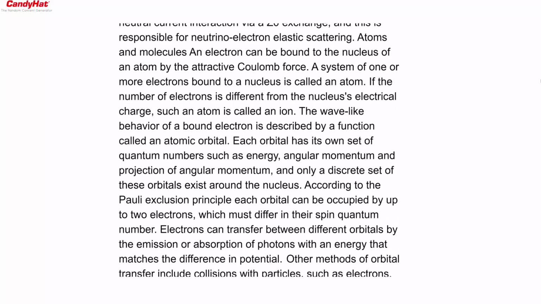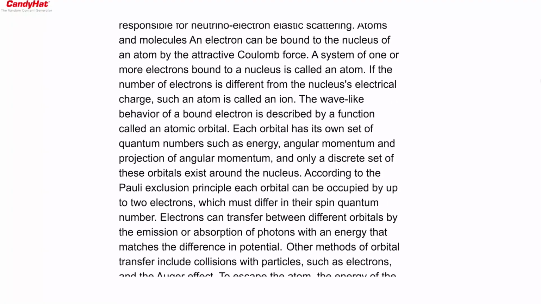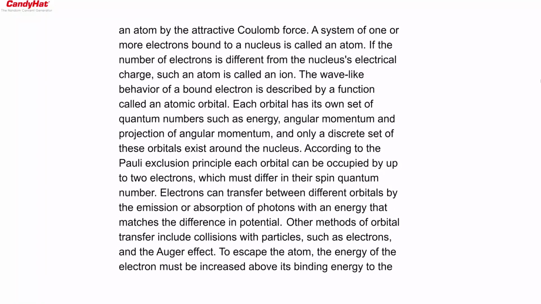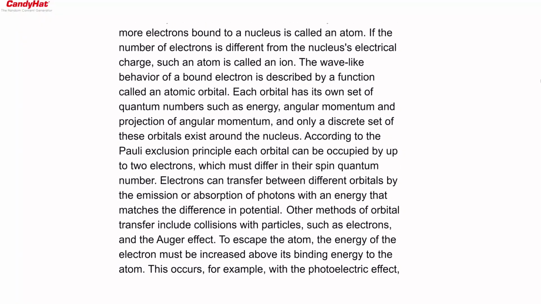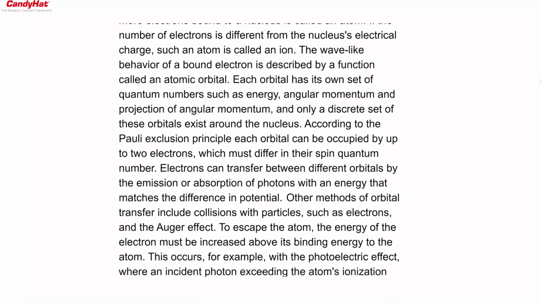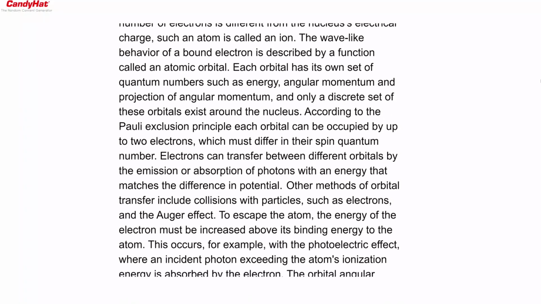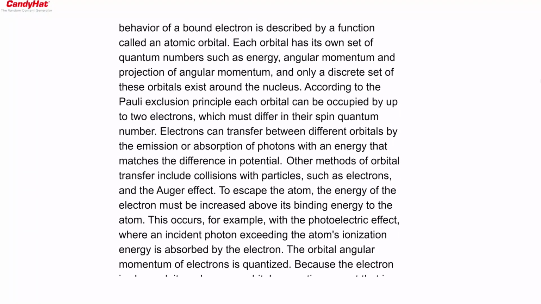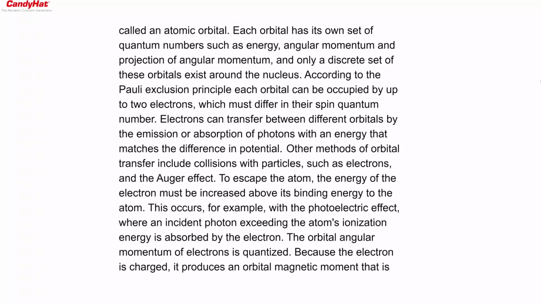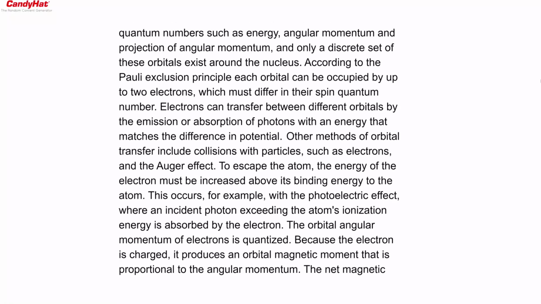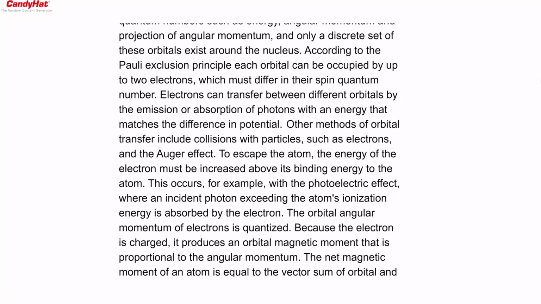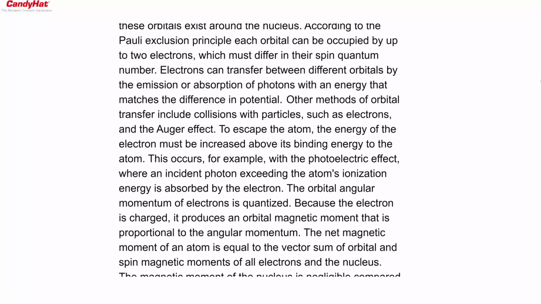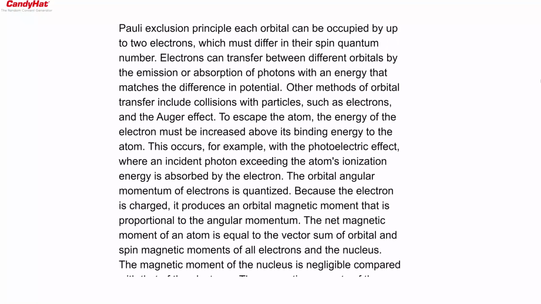Atoms and molecules. An electron can be bound to the nucleus of an atom by the attractive Coulomb force. A system of one or more electrons bound to a nucleus is called an atom. If the number of electrons is different from the nucleus's electrical charge, such an atom is called an ion. The wave-like behavior of a bound electron is described by a function called an atomic orbital. Each orbital has its own set of quantum numbers such as energy, angular momentum and projection of angular momentum, and only a discrete set of these orbitals exist around the nucleus. According to the Pauli exclusion principle, each orbital can be occupied by up to 2 electrons, which must differ in their spin quantum number.